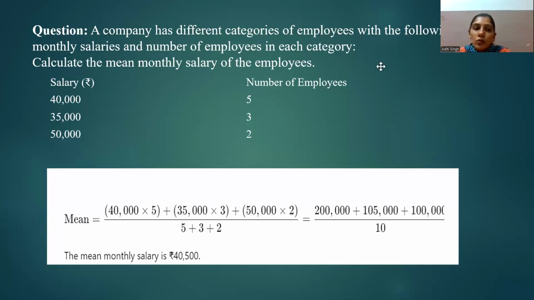So if we talk about the average salary or monthly salary of all the employees, then it is 40,500. Okay, so this is how we calculate the mean value or the average on the basis of the salary given to all the employees.